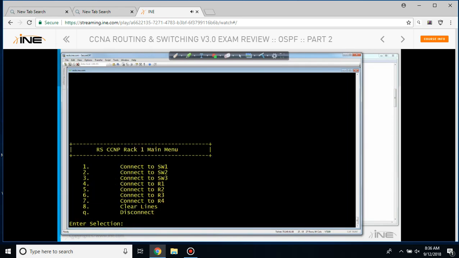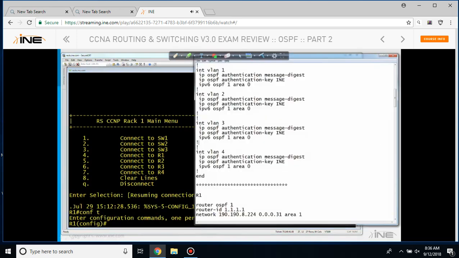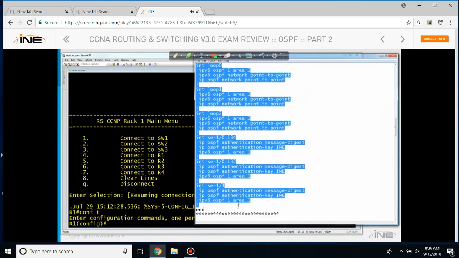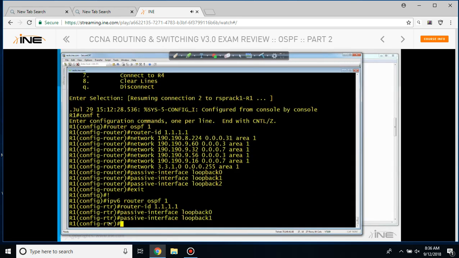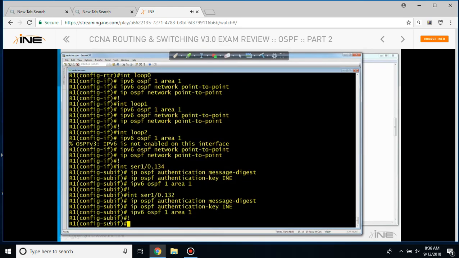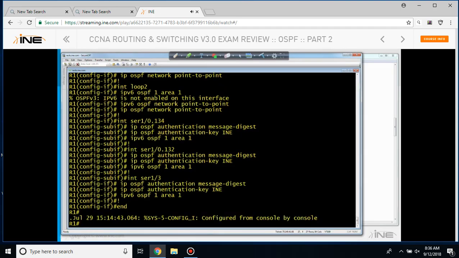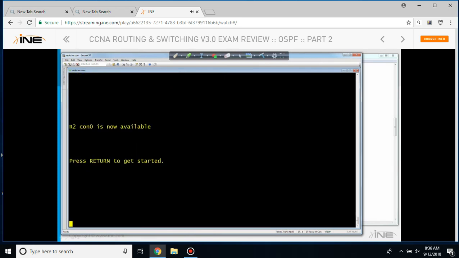So let's now go to router 1. Just going up the keyboard here. That's right. A couple of my loopbacks don't have IPv6 addresses on them. That's fine. Doesn't hurt to do that. All right. Now let's go to router 2.